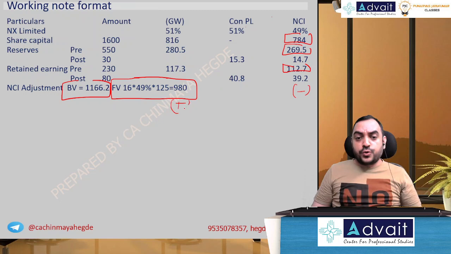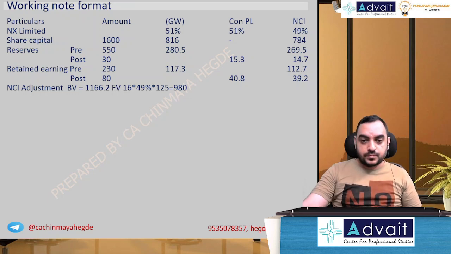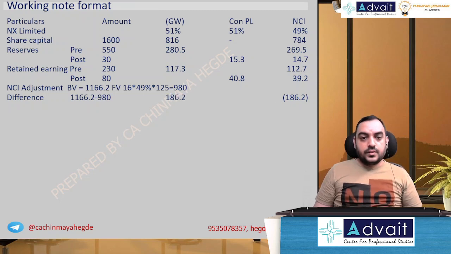And in goodwill, I'm going to do the opposite. So I'm going to do plus. The difference, 1166.2 minus 980, 186.2, will be subtracted in the NCI column and added in the goodwill column. Okay, so this is what is with respect to NX Limited, one holding subsidiary company.